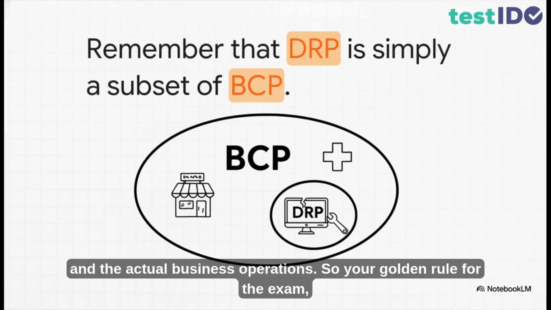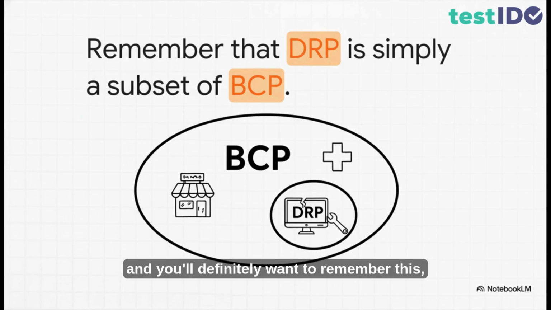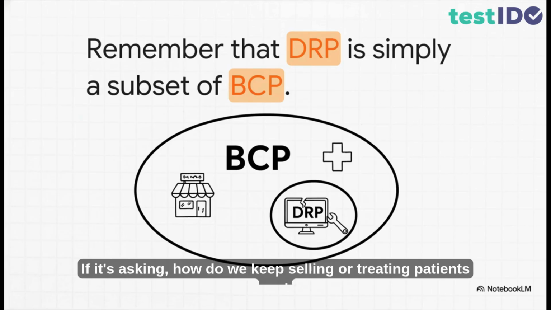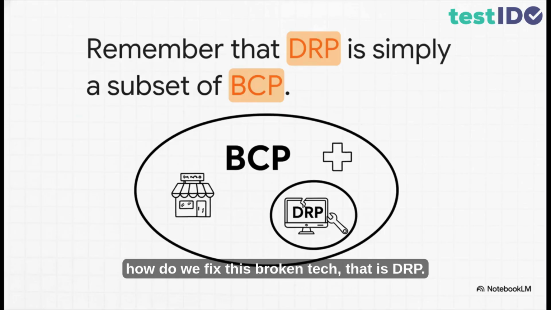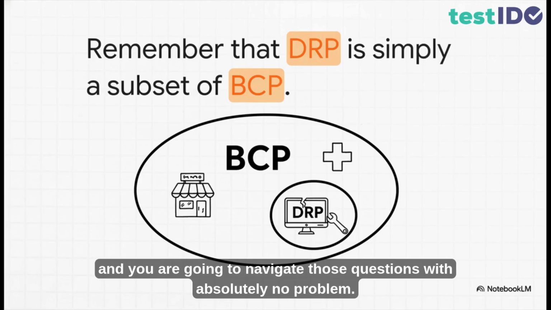So, your golden rule for the exam, and you'll definitely want to remember this, is that DRP is simply a subset of BCP. Whenever you're reading a tricky scenario, just pause and ask yourself what the end goal is. If it's asking how do we keep selling or treating patients and just operating as a business, that's BCP. If it's just asking how do we fix this broken tech, that is DRP. Keep that distinction crystal clear, and you are going to navigate those questions with absolutely no problem.